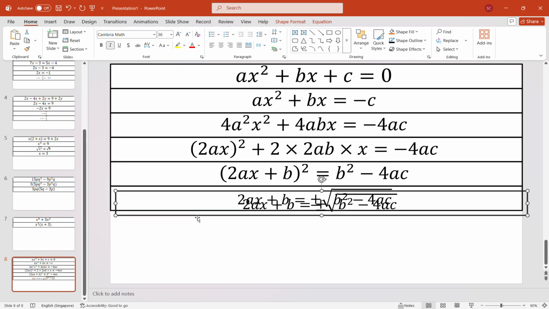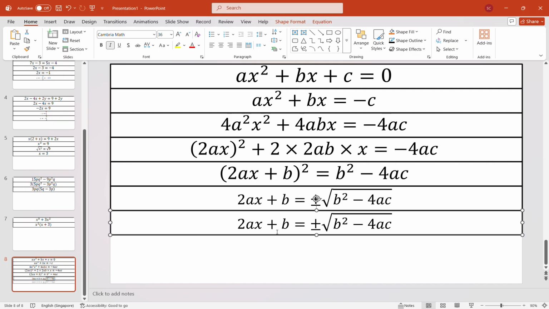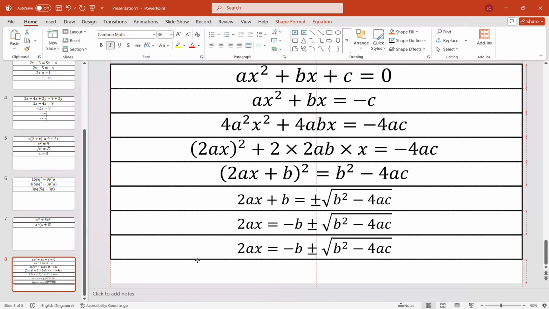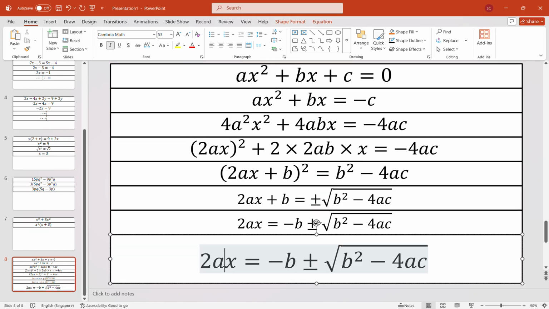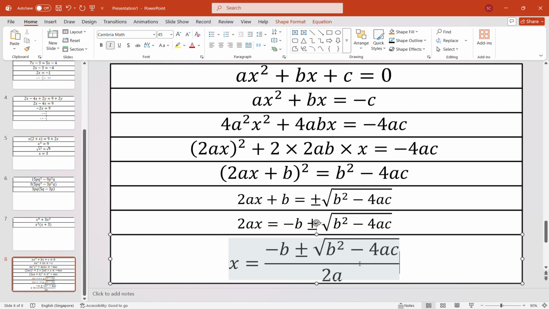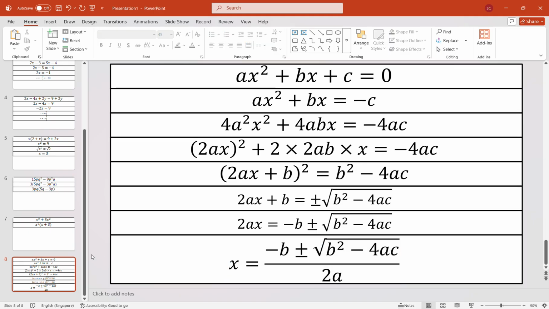And then I think we subtract b on both sides, giving us this. And then this leads us to the final formula known as the quadratic equation. x is equal to negative b plus or minus the square root of b squared minus 4ac, all divided by 2a. That is the quadratic equation.